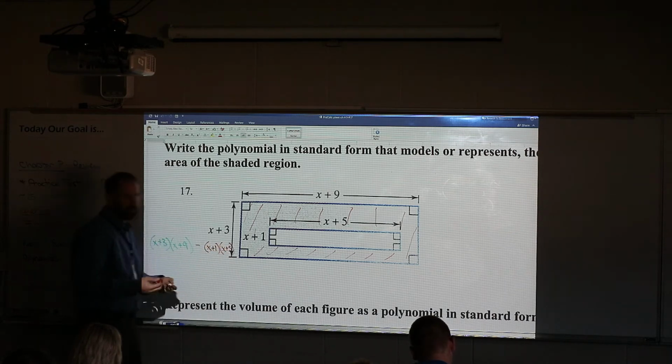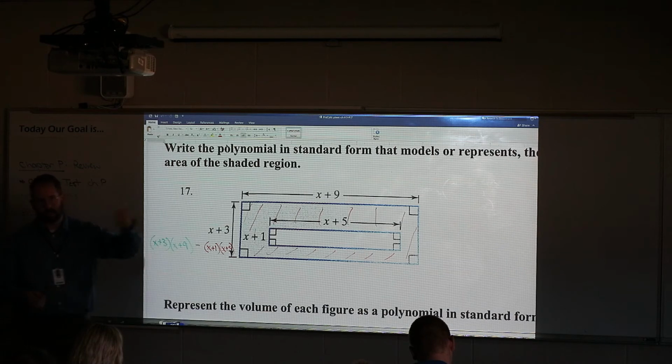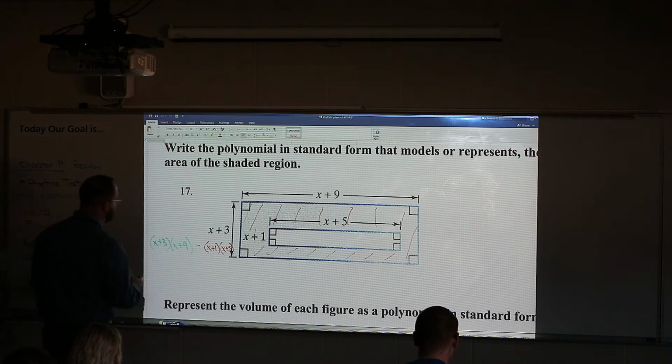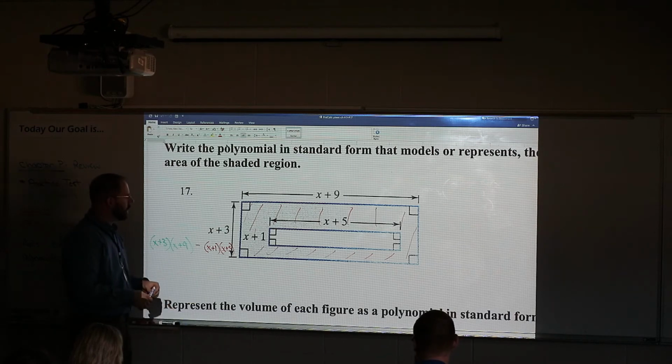So these are the parts I'm going to have to do. And that really mimics number 16. That's why I was having you practice one of those. I don't care if they're whole numbers, but the most common mistake people make on this one is forgetting to subtract. You have to actually subtract the pieces to figure out the total area.